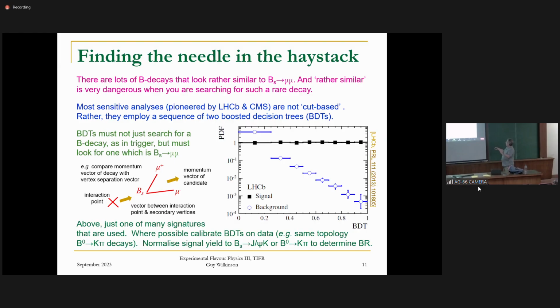Just to give an example of one variable you can look for: your BS to mu mu will be produced at the interaction point, fly some distance, and then decay into 2 muons. So if you can reconstruct these 2 vertices, you have a vector in space. You have another vector coming from the momentum of the 2 muons added together. If this is a true decay, you would expect these momentum vectors to be parallel. But if there's missing energy, if this decay had something else involved, in general, that would not be the case. So that's just one signature used, and there's many others. So you could construct a BDT, the output of which for the signal should be flat, and it should be falling for background.